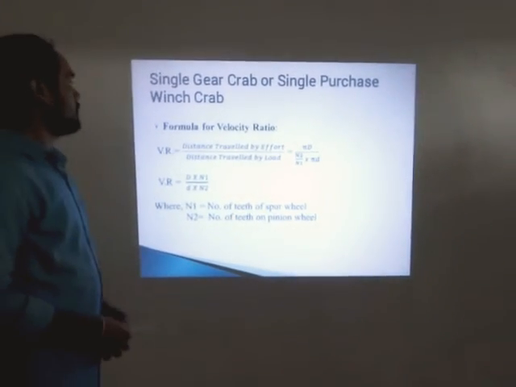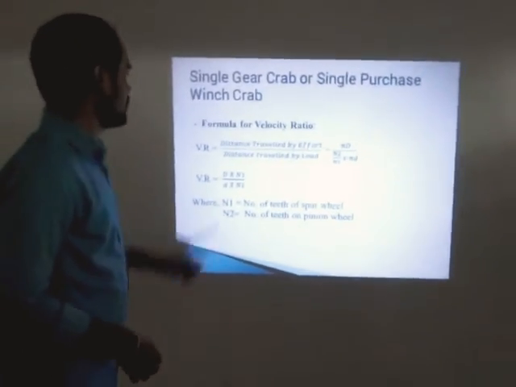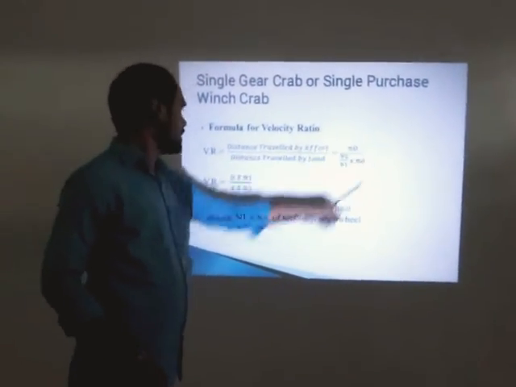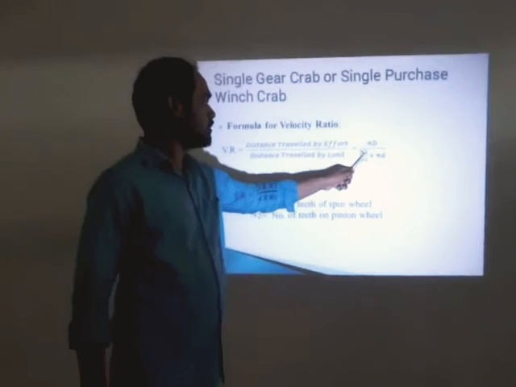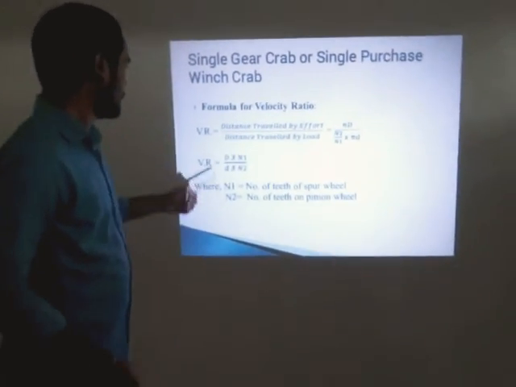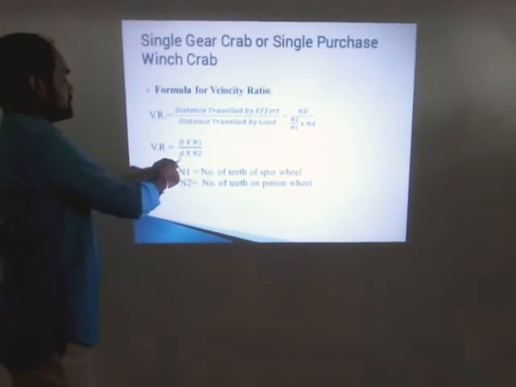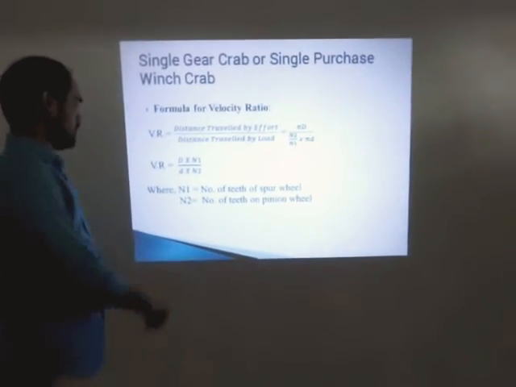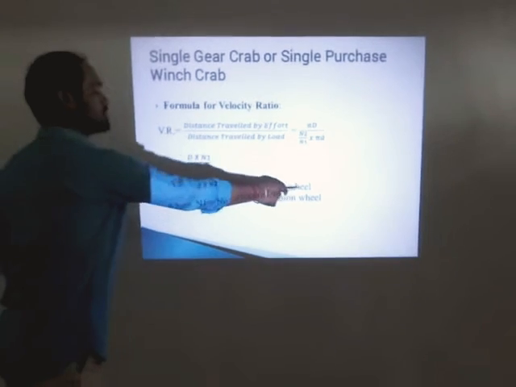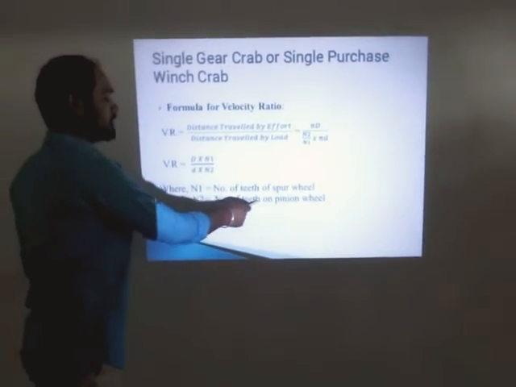Velocity ratio for single purchase crank: distance travelled by effort is pi d, and distance travelled by the load is N2 upon N1 into pi d. Then we get the final formula: capital D into N1 divided by small d into N2, where N1 is number of teeth on spool wheel and N2 means number of teeth on pinion wheel.